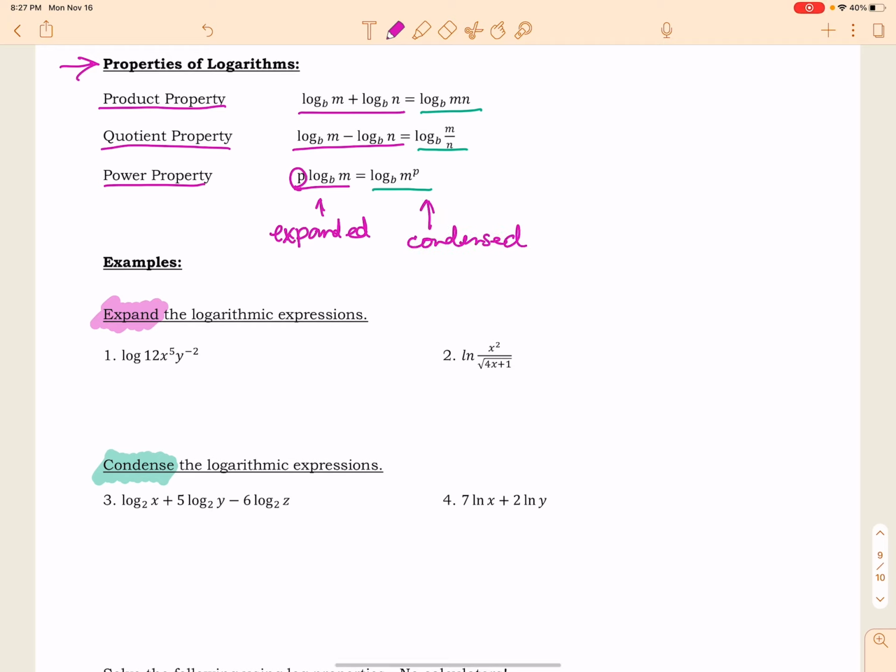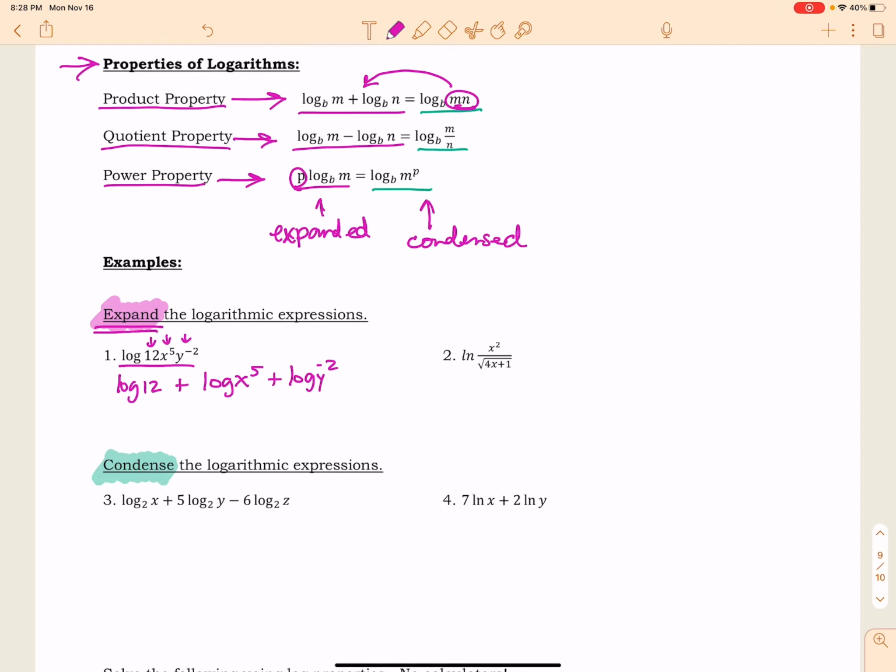Okay, so in our examples, if we're going to expand, we have one term here and we want to expand it so that we're using these properties to create multiple terms. So we've got 12 times x to the fifth times y to the negative 2. So if this is being multiplied, like this mn here, that means we are going to create an expansion of addition. So I'm going to have log of 12 plus log of x to the fifth plus log of y to the negative 2.